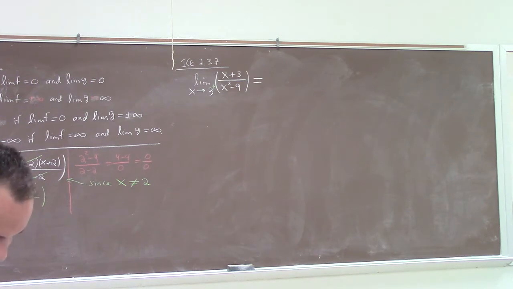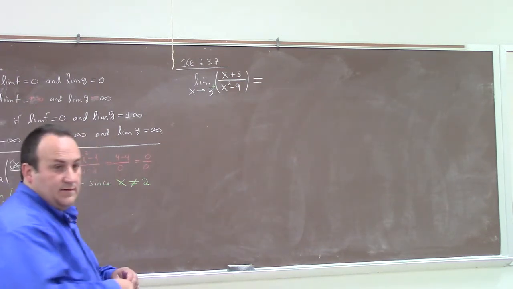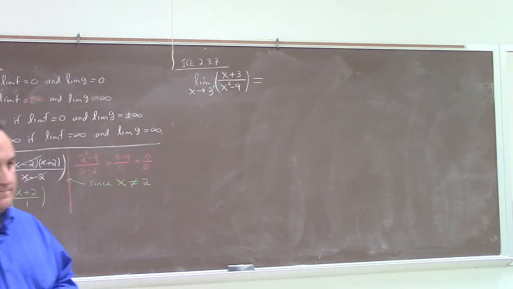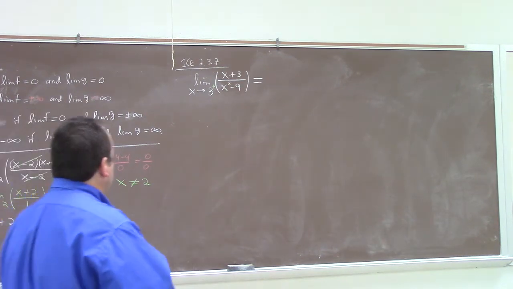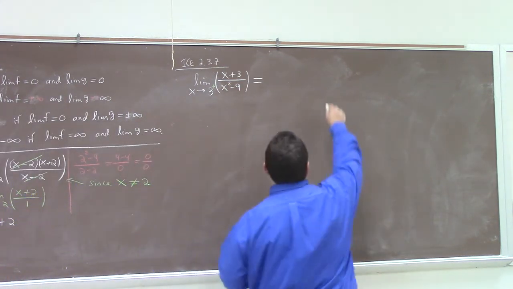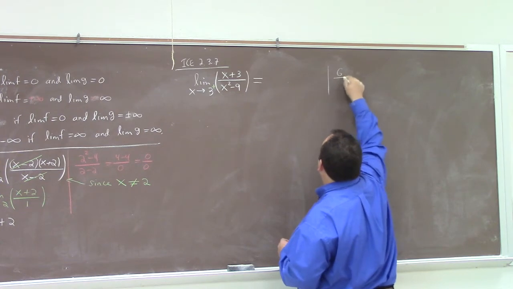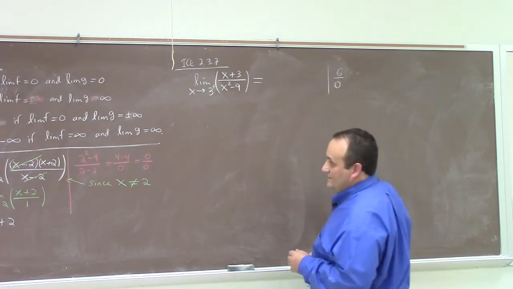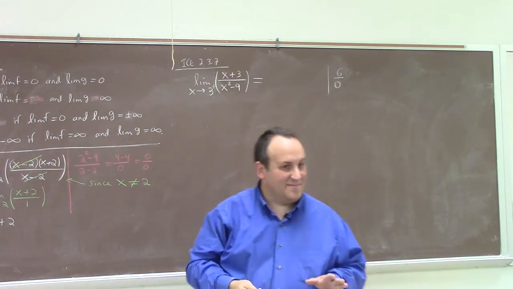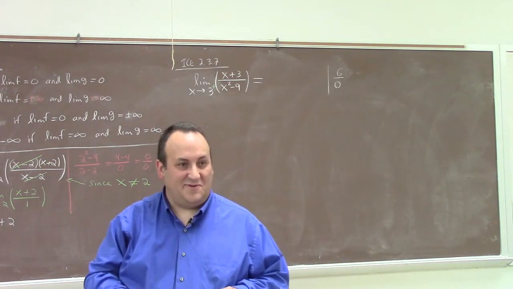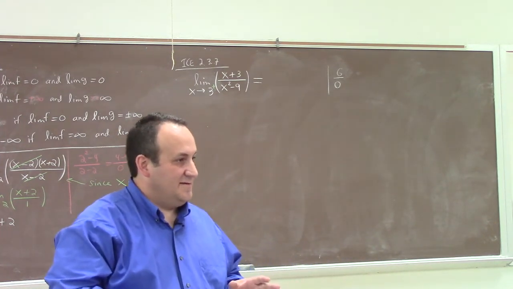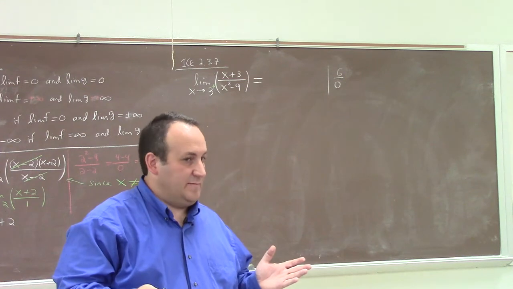So guys, what do you get? 6, so yeah, when I plug it in, I get 6 over 0. That's not an indeterminate form, all right? When you get 6 over 0, that means that thing blows up.